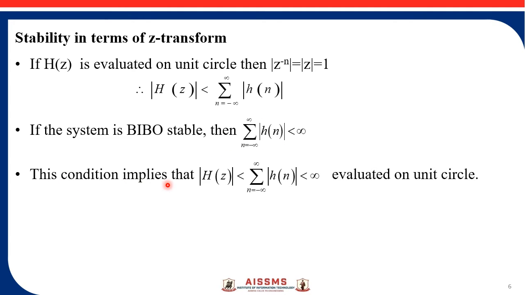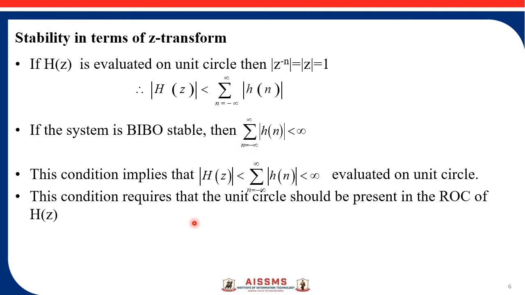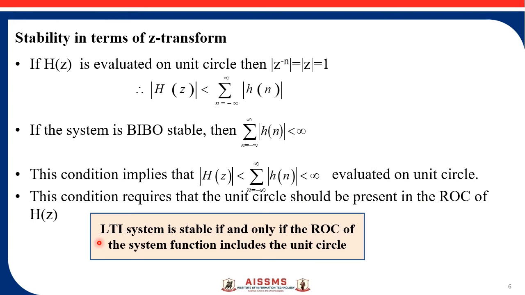So this condition implies that mod H of z is less than the summation n varying from minus infinity to plus infinity of mod h of n, which should be less than infinity, and it is evaluated on the unit circle. So we have clubbed both these conditions. This condition requires that the unit circle should be present in the ROC of H of z. So an LTI system is stable if and only if the ROC of the system function includes the unit circle.